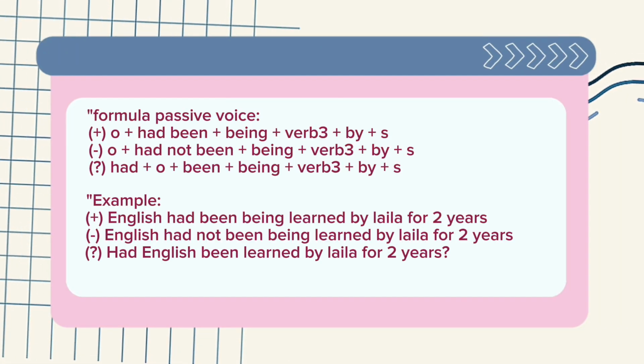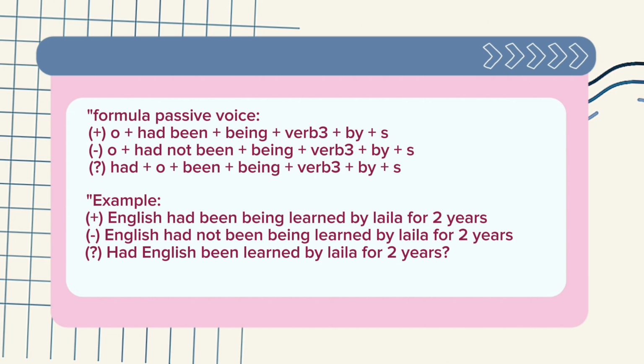And the next material is about passive voice. I will explain the formula of passive voice in past perfect continuous. So for a positive sentence, there is object plus had been plus being plus verb 3 plus by plus subject. For example, English had been being learned by Laila for 2 years.